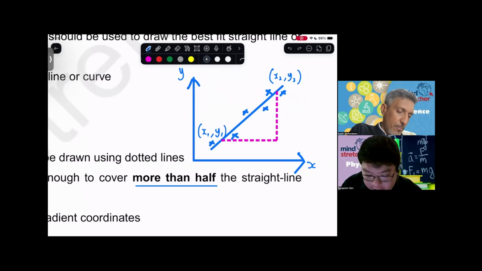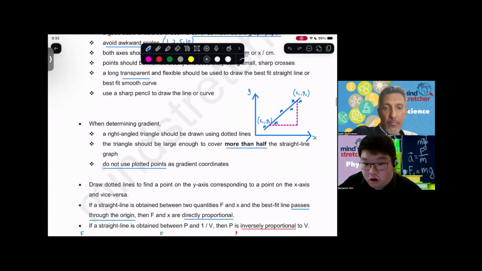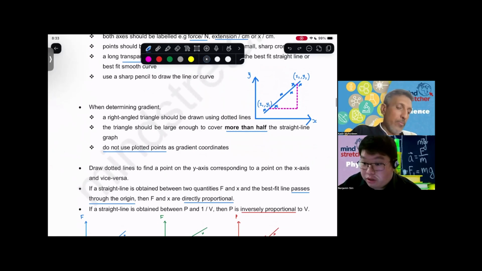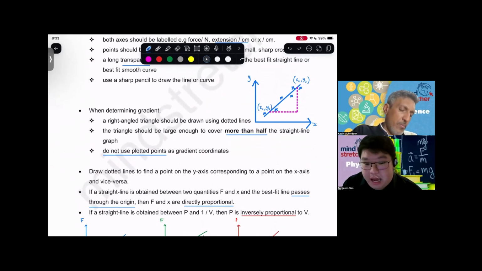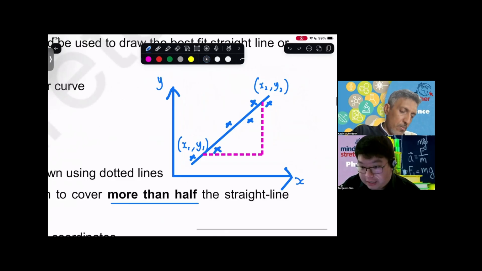Okay, always try to cover as much space as you can. All right, draw for more than half of the straight line. And when you draw and make your gradient coordinates, do not use the plotted points. Make sure that they are individual points on the line itself. Do not use any of the points on the graph.